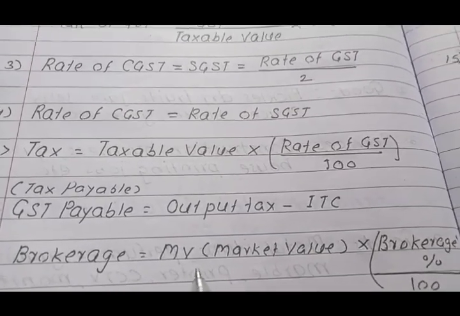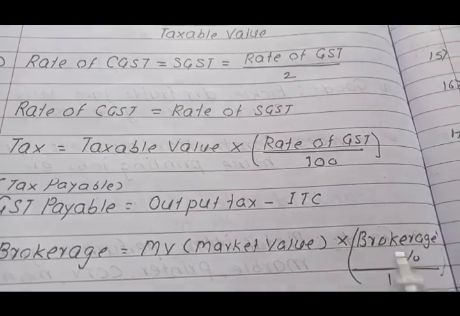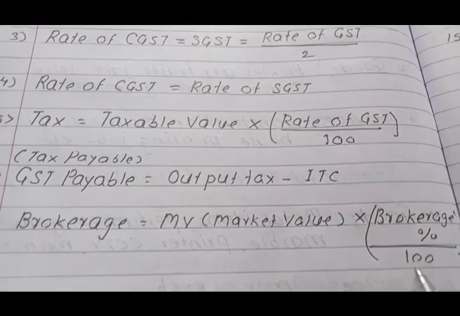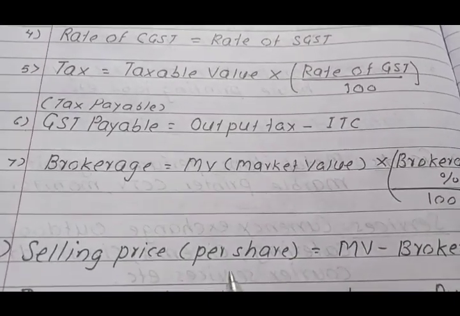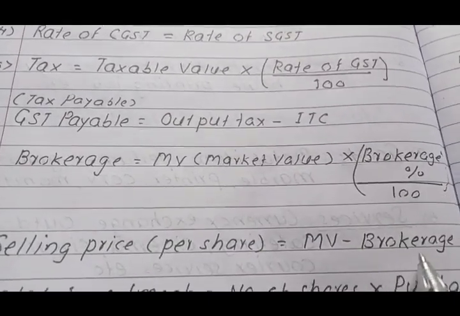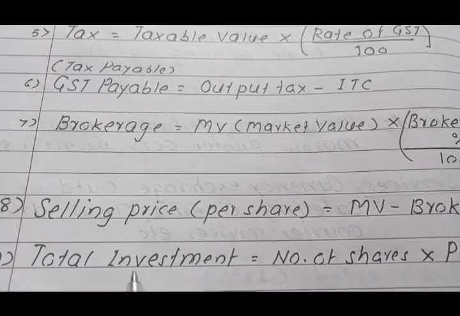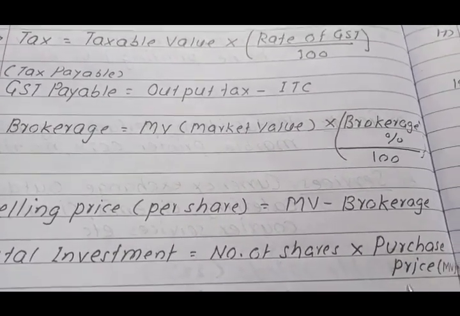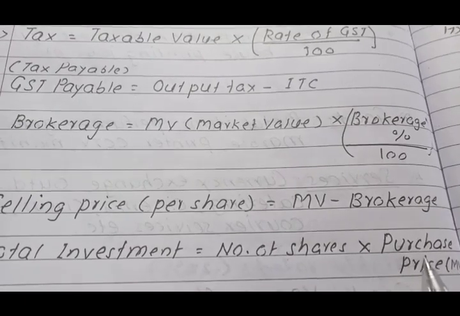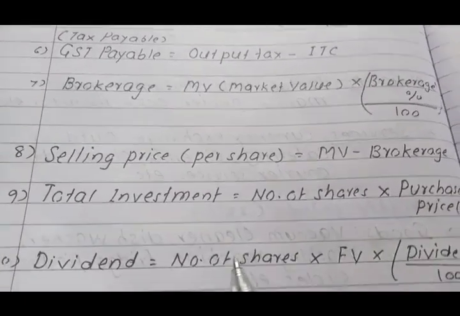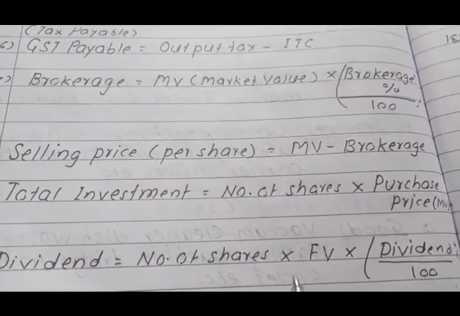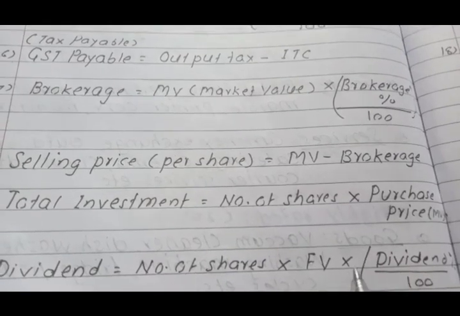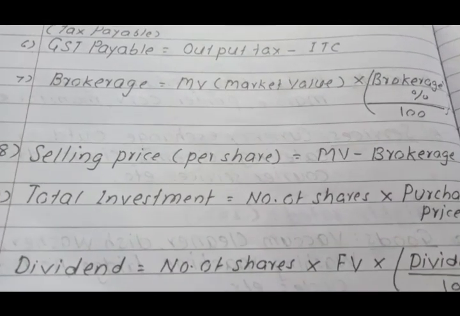Then brokerage = market value × brokerage percent / 100. Selling price per share = market value − brokerage. Total investment = number of shares × purchase price, that is, market value. Then dividend = number of shares × face value × dividend / 100.